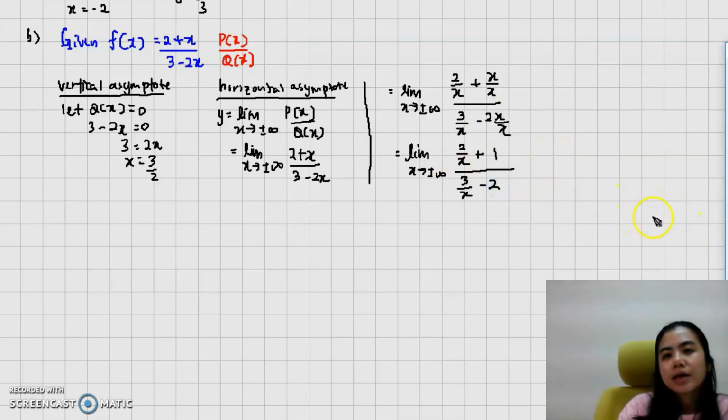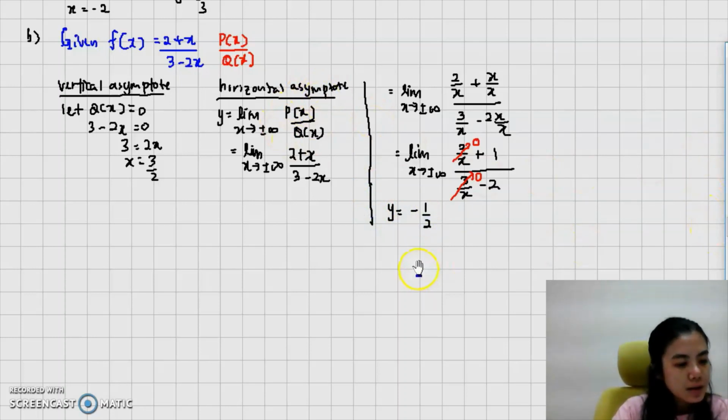Okay, and if you substitute the plus minus infinity inside here, so we have 2 over plus minus infinity, that will basically give you a 0. Okay, same thing happens here. You substitute the plus minus infinity here, you will have something over 0. At the end, you will have y equal to negative 1 over 2. So that is your horizontal asymptote.